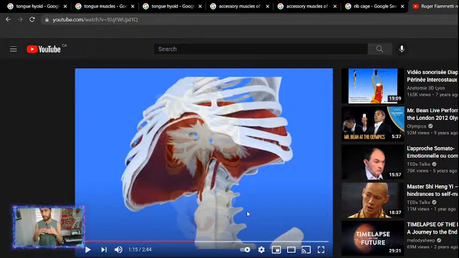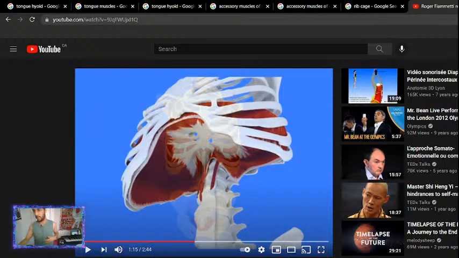Now, what we're going to do is realize that the muscles on the outside of the chest, the ones that link into the arms, the pectoralis, the ones that come off of the skull and hang down into the chest, those ones also help. Those are the accessory muscles of breathing.